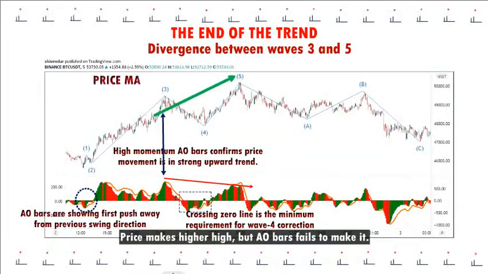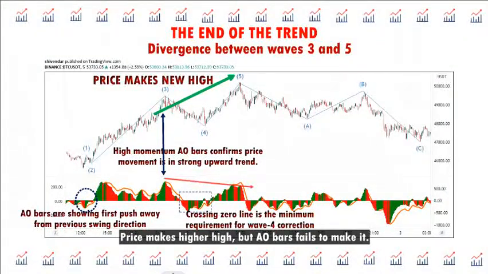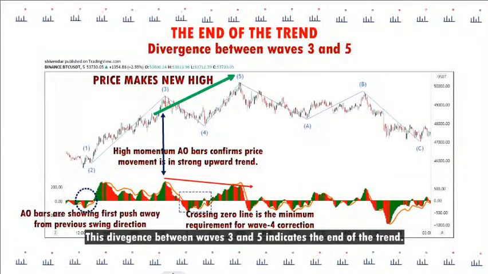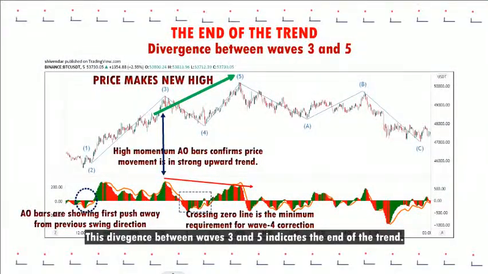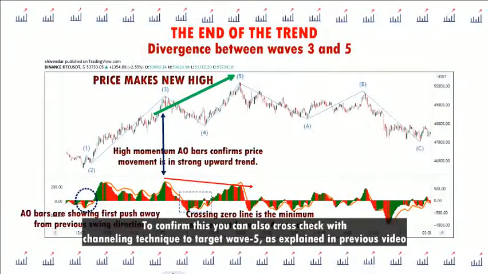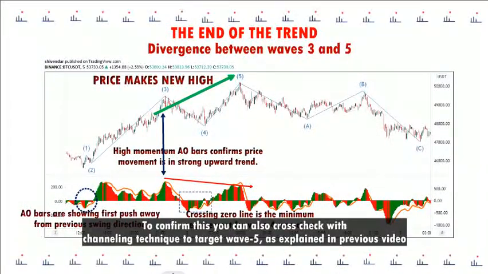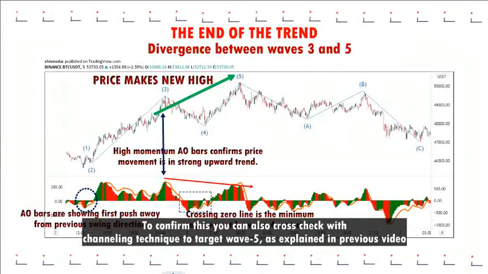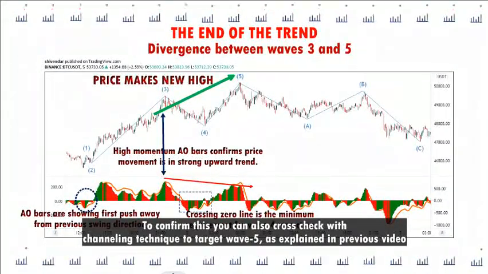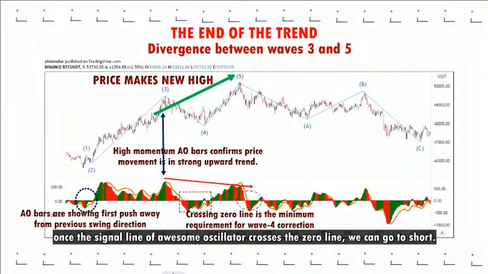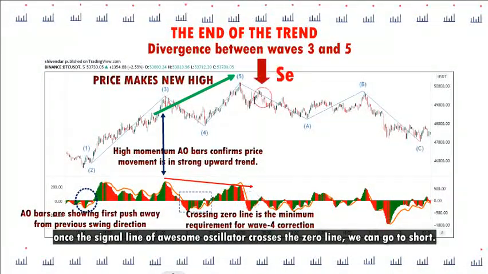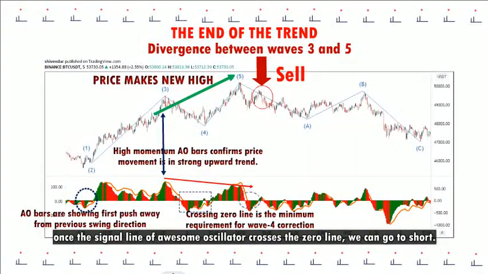Price makes higher highs, but AO bars fail to make it. Divergence between wave 3 and 5 indicates the end of the trend. To confirm this you can also cross-check with the channeling technique to target wave 5, as explained in the previous video. Once the signal line of the Awesome Oscillator crosses the zero line, we can go short.